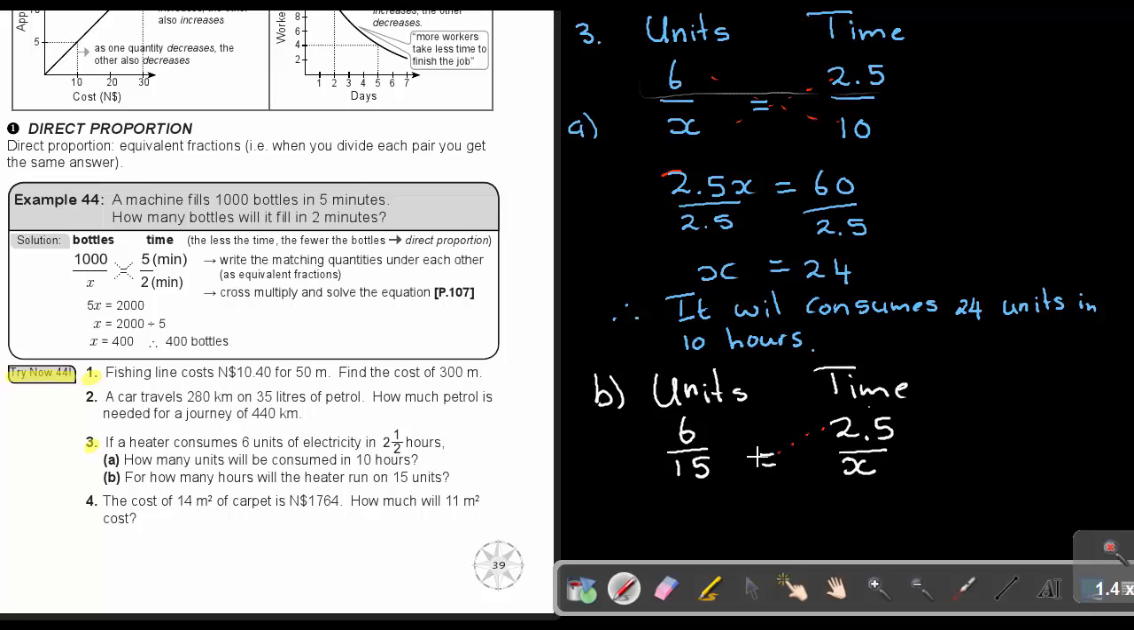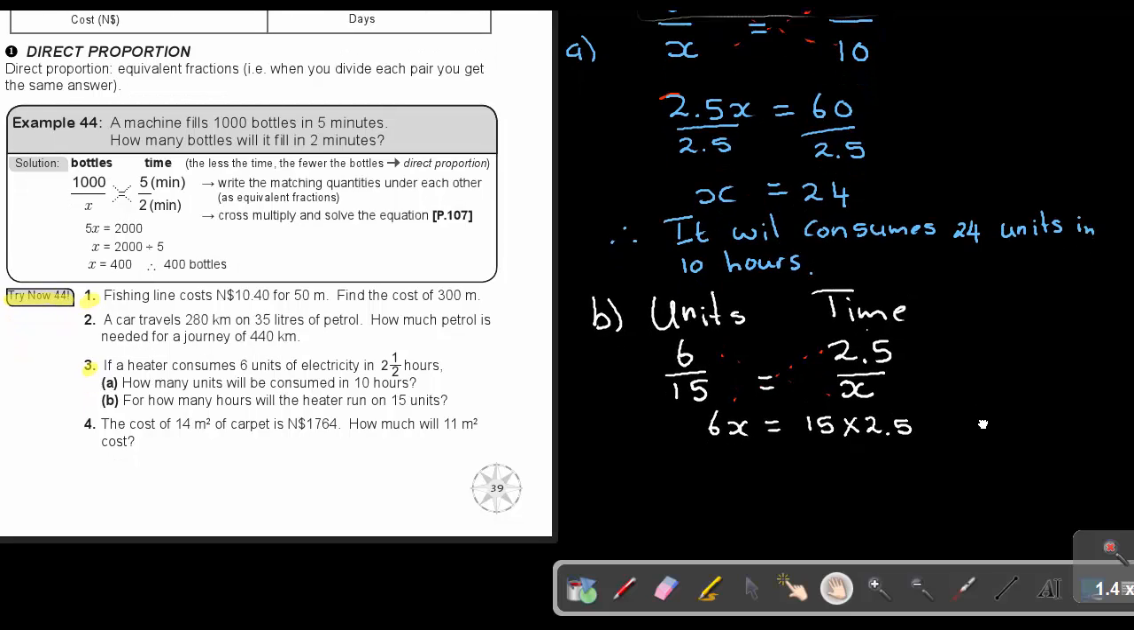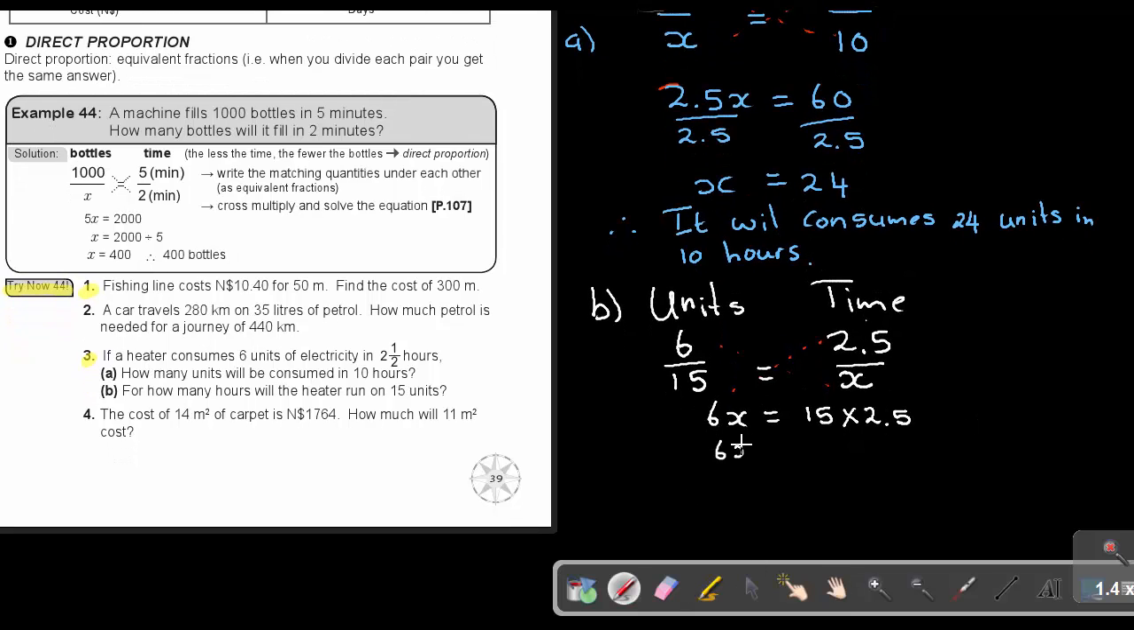So if I cross multiply, start with the x. X times 6, what will that be? 6x. And then it's 15 times 2.5. So let's just move it up still. We're going to get 6x equals 37.5. Then we divide by 6 on both sides, and we get that the value of x is 6.25.